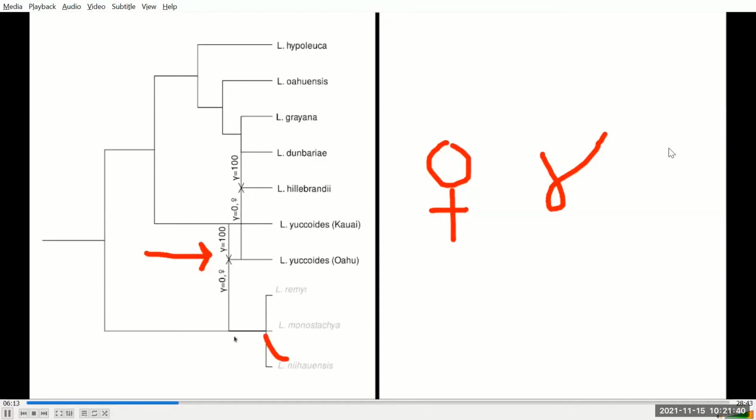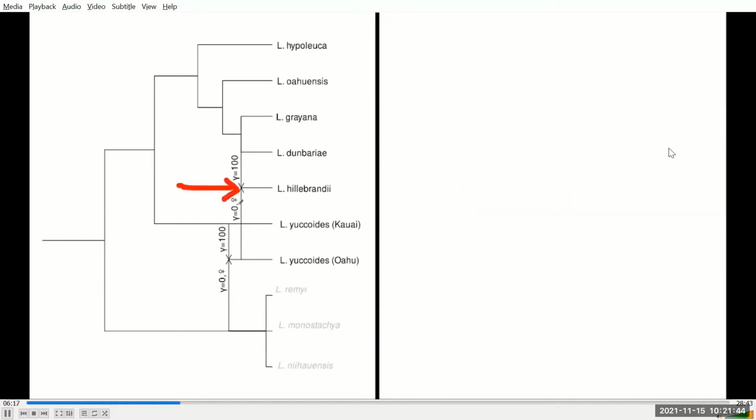The other hybrid node, this one, is Lobelia hillebrandii, which now I believe the plastome is coming from the Oahu eucoides, and the nuclear is coming from the Grayana dunbarii clade.